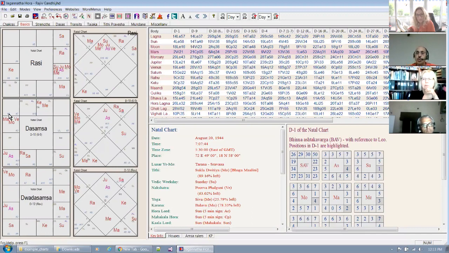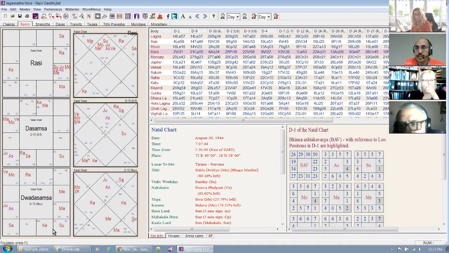So this is how you can combine different divisional charts and find the links between events relating to one area of life, certain aspects, relevant events of a certain nature in one area of life, influencing events of a certain nature in some other area of life. Okay.